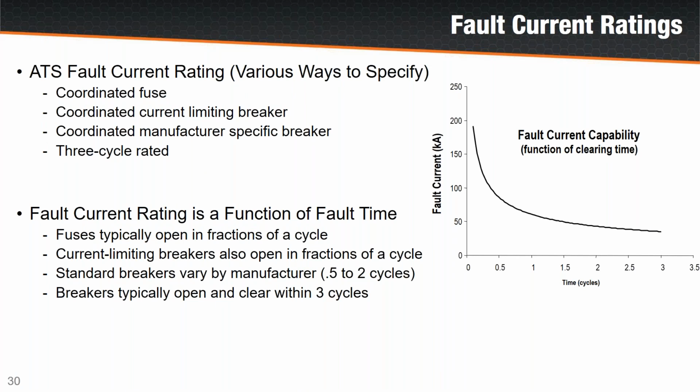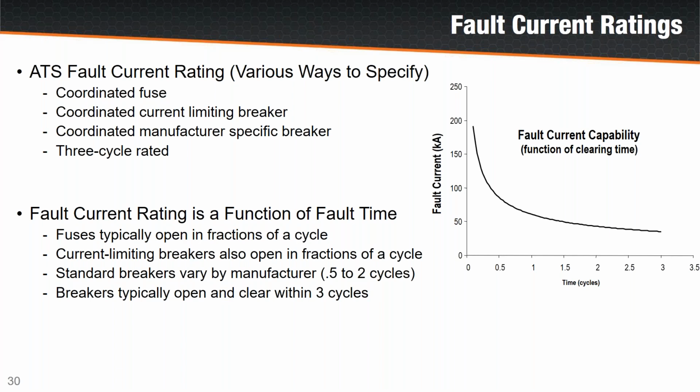So transfer switches generally have three main ratings: a fuse rating, a coordinated breaker rating, and a 3-cycle rating. Current limiting breaker ratings aren't as common. They're pretty rare, actually. So what's changing between these three is time. Fuses open very quickly, so they give you very high fault current ratings. Typical fuse ratings are 200 kA, but a lot of people don't like to use fuses because you have to replace a fuse instead of just closing a breaker.